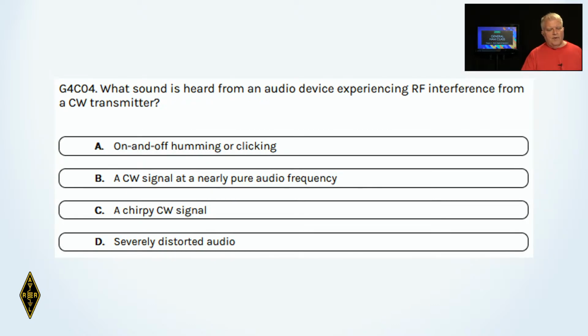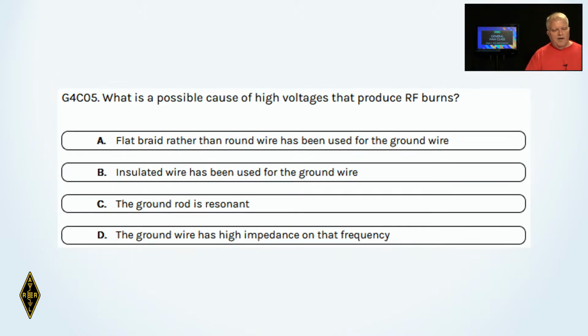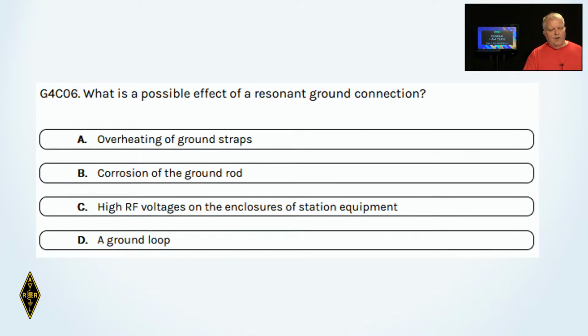And what sound is heard from an audio device experiencing interference from a Morse code transmitter? Alpha. Yep, humming and clicking. And what is a possible cause of high voltages that produce RF burns? Delta. Yes, the ground wire might be a quarter of a wavelength long, so it has a high impedance on that frequency. And what is a possible effect of a resonant ground connection? It's another way to ask the same question. Yeah, Charlie, high RF voltages that'll bite you.